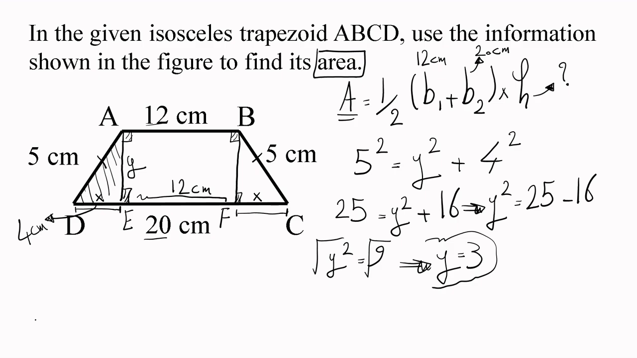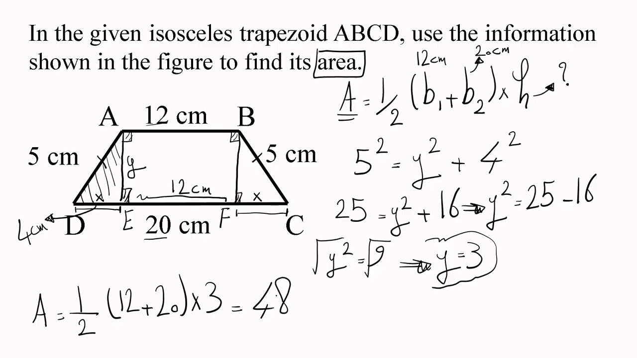I'm gonna continue here. A would be equal to 1 over 2 inside the parentheses first base 12 plus 20 times height that I just found the value of that, it is 3. So if I add them, it would be 32. 32 divided by 2 would be 16, and 16 times 3 would be 48. And because here the values are based on centimeter, the area would be square centimeters. 48 square centimeters. Really easy.